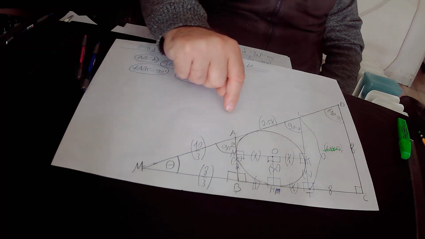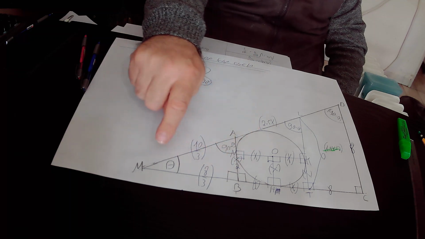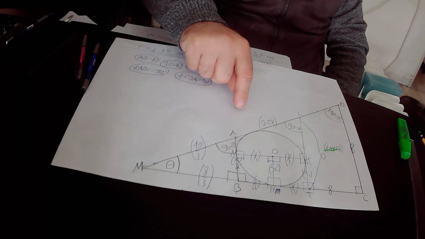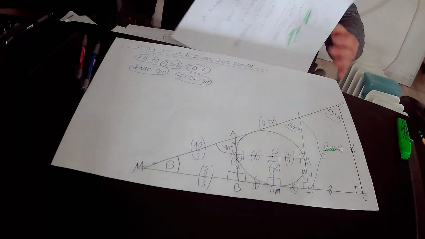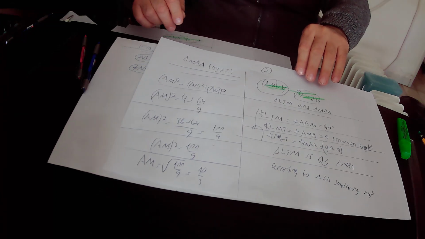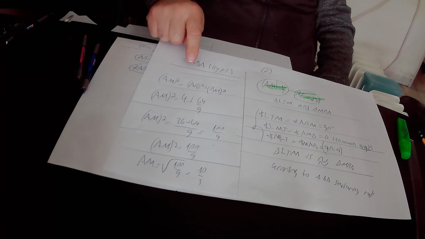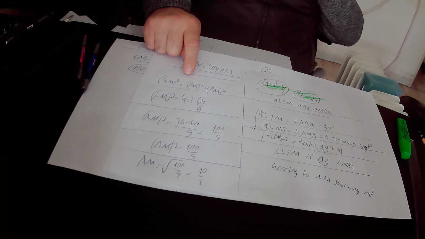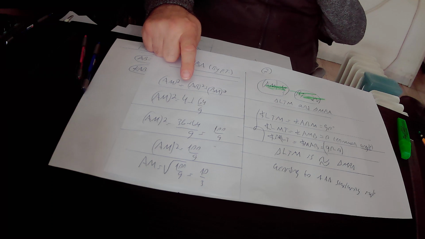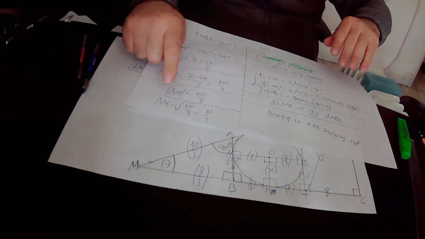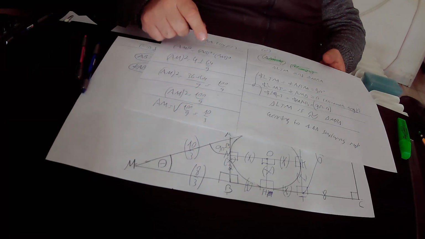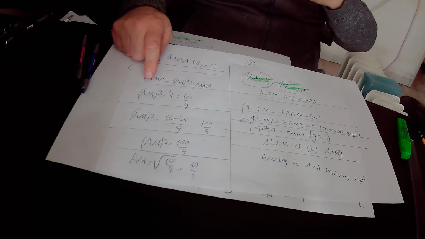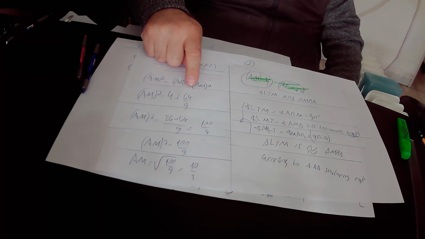Then we focus on the small right triangle MBA. In this right triangle MBA, according to the Pythagoras theorem, AM squared equals AB squared plus BM squared. So AM squared, that is the square of the hypotenuse, equals AB squared. AB is 2, therefore AB squared is 2 squared, that is 4, plus BM squared. BM is 8 over 3, therefore BM squared is 8 over 3 squared, that is 64 over 9. So in conclusion, we found that AM squared equals 4 plus 64 over 9.